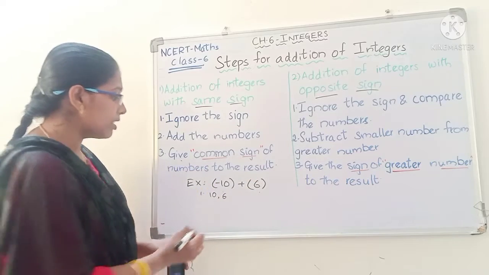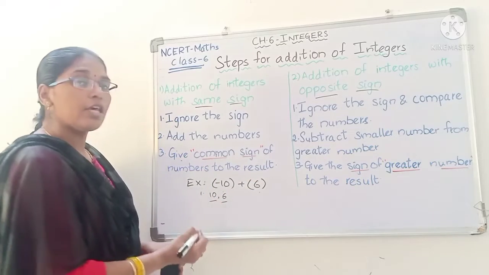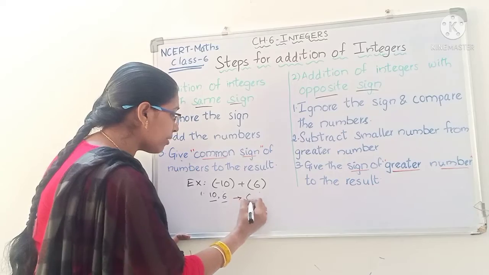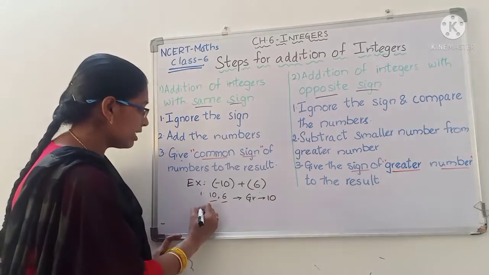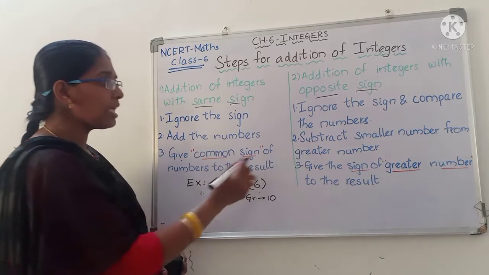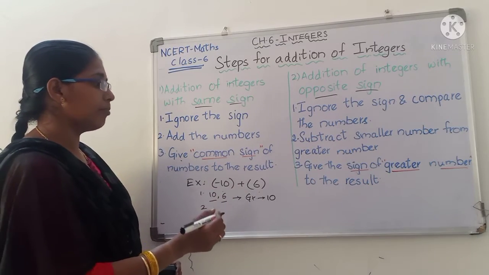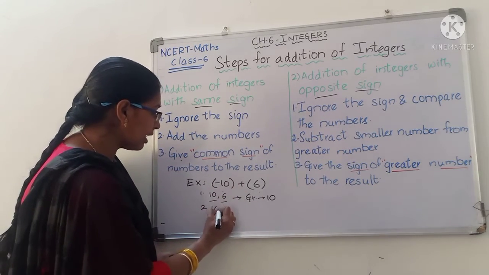Then compare the numbers. When you compare 10 and 6, you know that the greater number is 10. Okay children, greater number is 10. In the second step, subtract the smaller number from the greater number. What is the greater number? 10.